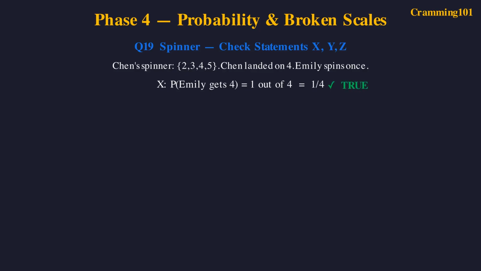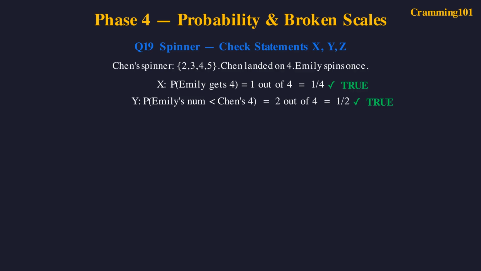Statement Y. The probability Emily's number is less than Chen's number is 1/2. Chen's number is 4. Numbers less than 4 are 2 and 3. That is 2 outcomes out of 4, which equals 1/2. Statement Y is true.